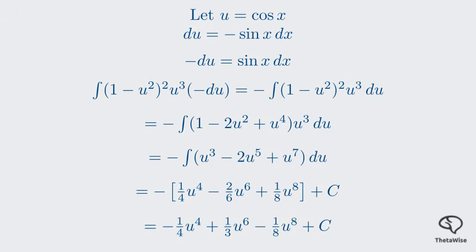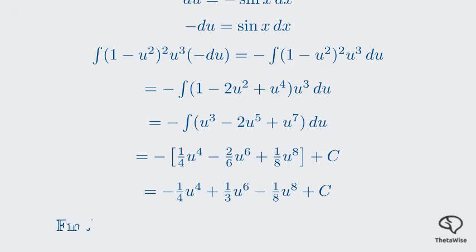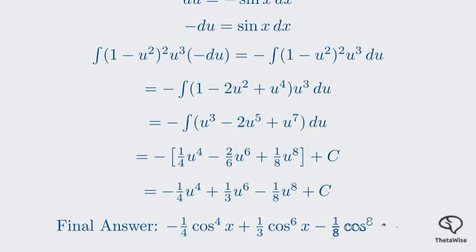The final step, as always, is to substitute back for u. Substituting u equals cosine x, we get our final answer. Negative 1/4 cosine to the 4th of x plus 1/3 cosine to the 6th of x minus 1/8 cosine to the 8th of x plus c. This perfectly matches the memo's first solution path.